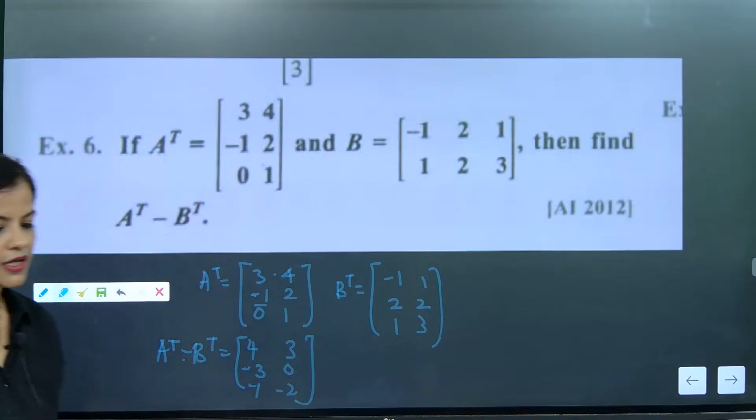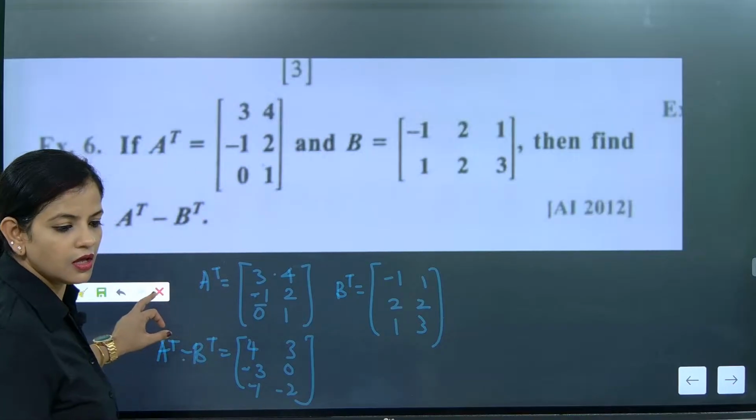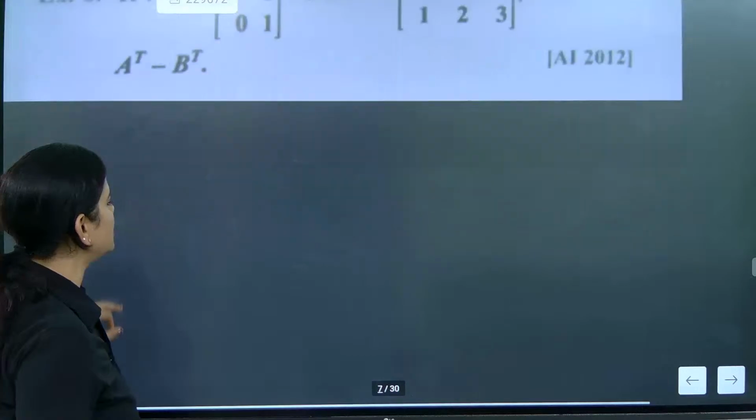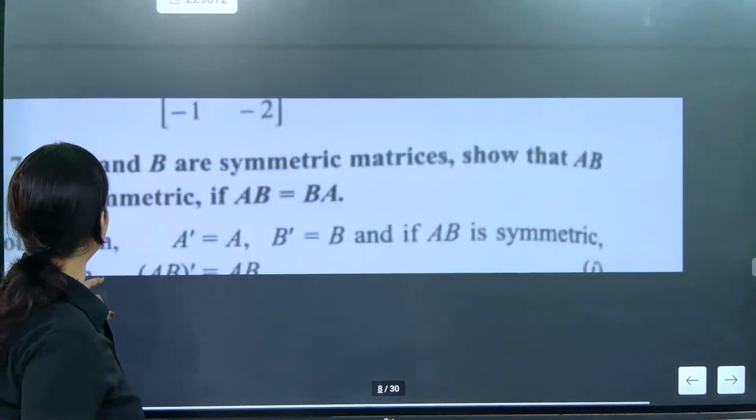Yep, absolutely correct. We'll go for the next one, shall we? We have many questions to deal with. So let's see our next question. Please kindly go for this question.